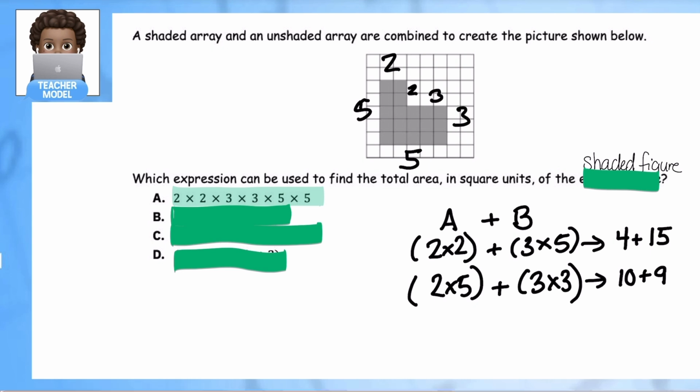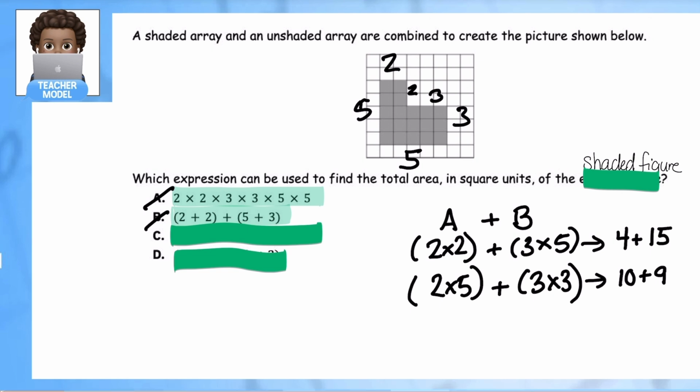Just think about it. If we were able to get 19, if I just did 2 times 2 times 3, that's 4 times 3 is 12, times 3 is 36, which is already too big. So no, A doesn't work. You can't just multiply all the sides around. Let's look at the next one: 2 plus 2 plus 5 plus 3. Here, notice they're adding, and that's not going to help us find the total area because that's not going to tell us about the number of squares inside the shape. So that doesn't work.